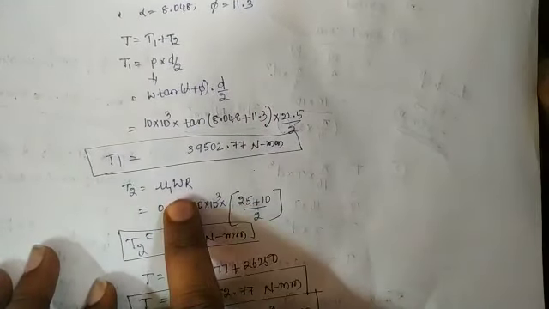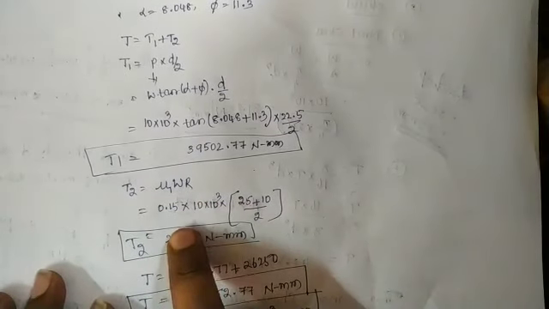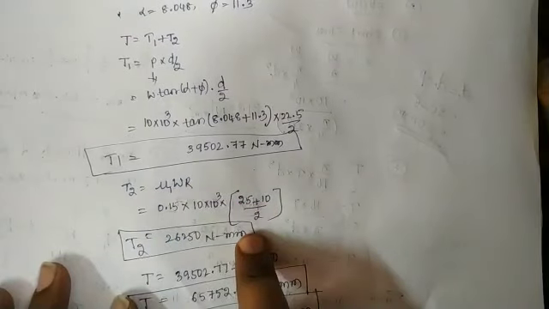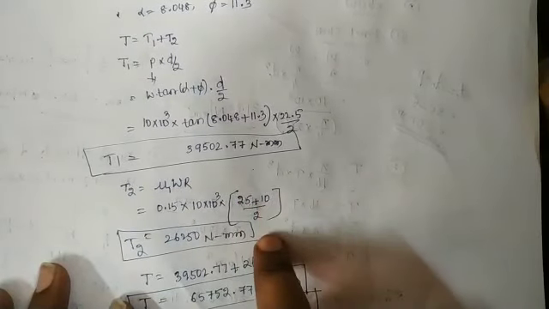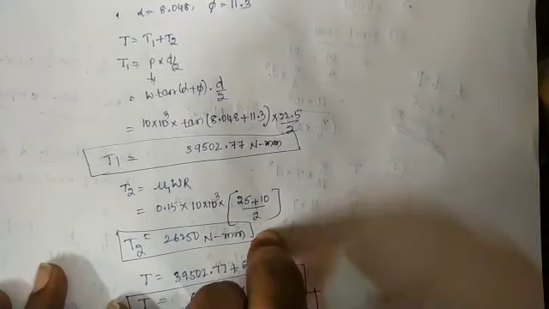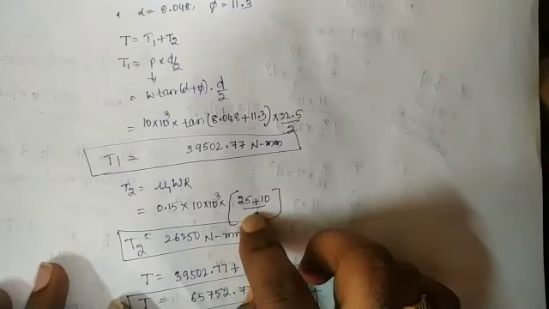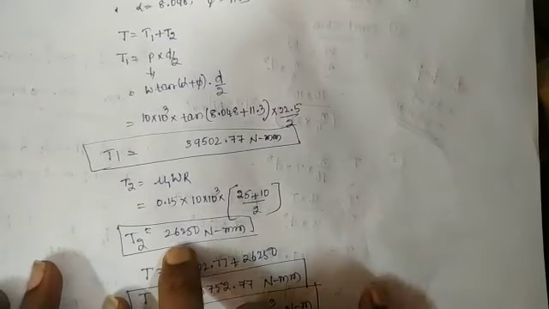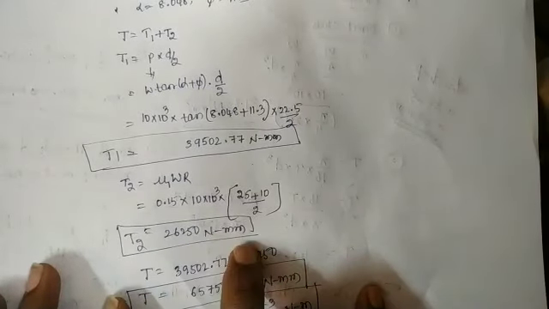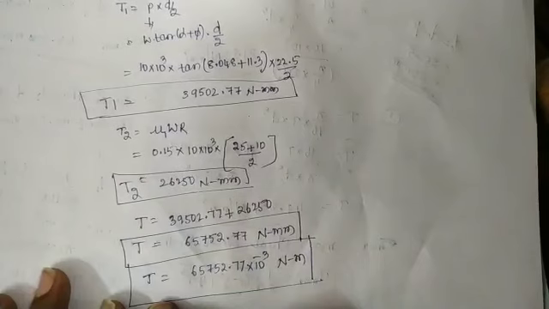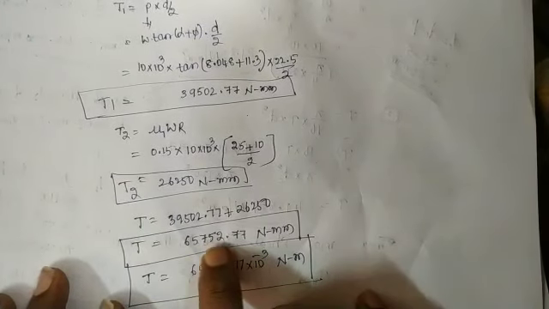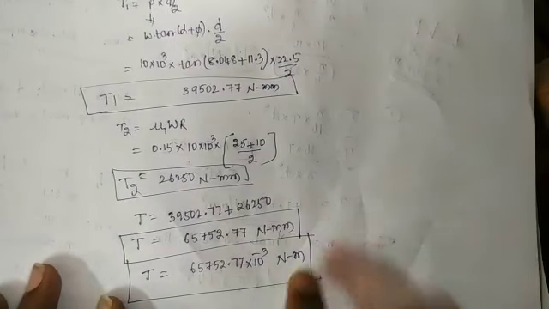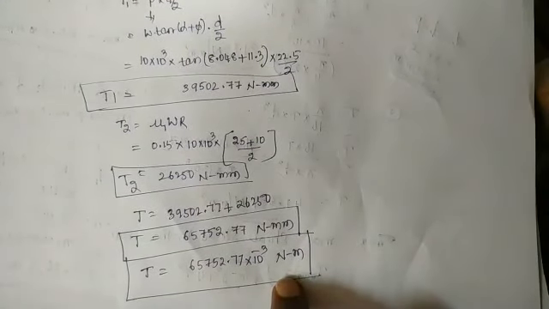Then T2 equal to mu1 into W into R, where mu1 is given in the question, W is a known value, and R is also a known value, the mean radius (R1 plus R2) by 2. Why are we taking this condition? Because this is the wear condition given in the question. Then T2 equal to 26250 Newton mm. So the total torque, that means T1 plus T2, equal to 65752.77 in terms of mm, and this is in terms of meter.